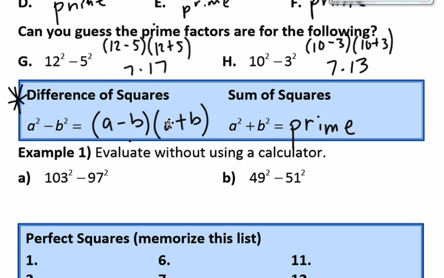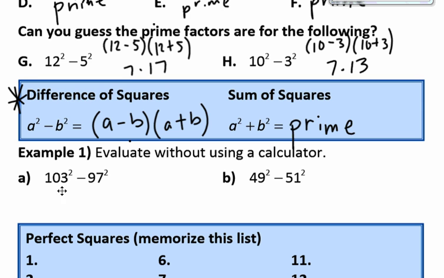So what we're doing in this whole unit is factoring, and this is just something that's really easy to factor that you don't really even have to think about. If you're subtracting two squares, then you're always going to have (a minus b) times (a plus b). So let's try evaluating in example 1. What I mean by evaluate is I'll find the factors and then actually multiply them out.